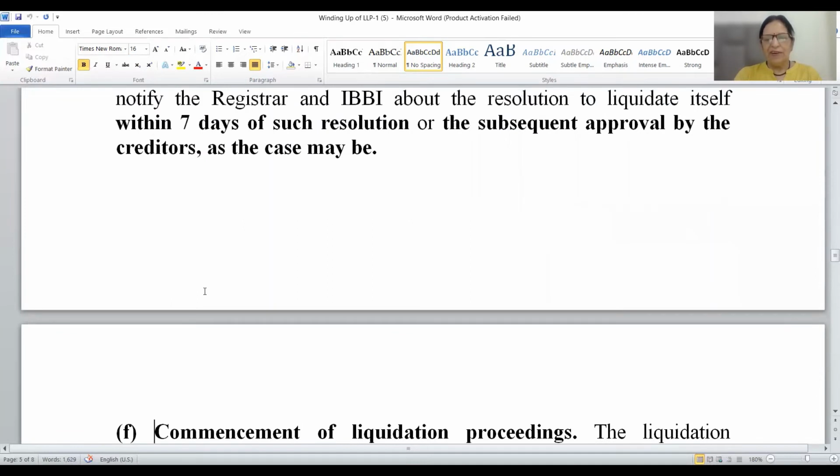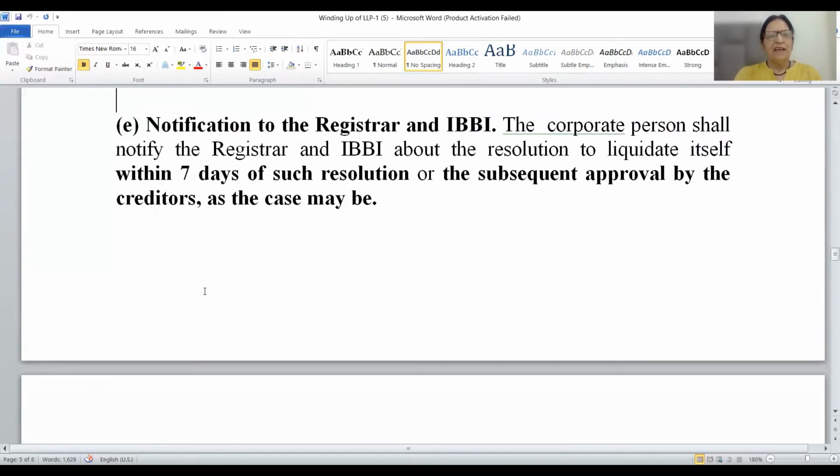Moving ahead, friends, notification to the registrar and IBBI. The corporate person shall notify the registrar and the IBBI about the resolution to liquidate itself within a period of 7 days of such resolution or the subsequent approval by the creditors, as the case may be.